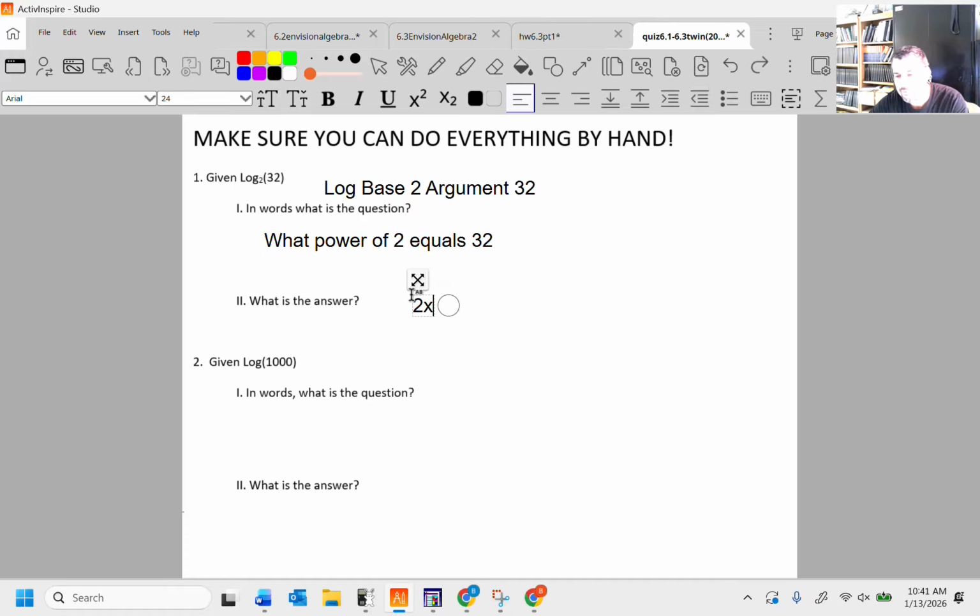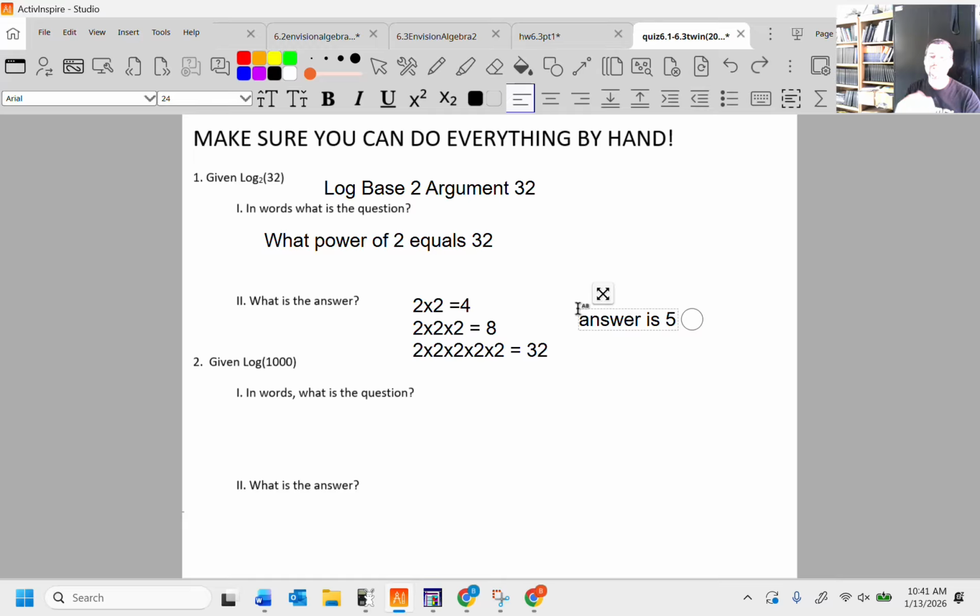I mean, everybody and their mama knows 2 times 2 is 4, right? 2 times 2 times 2 is 8. You see where I'm going with this? So 2 times 2 times 2, that's 8, times 2 is 16, times 2 is 32. So the answer is 5. That's the answer. The answer is not 2 to the 5th. The answer is 5 because it took 5 2's to make that happen.